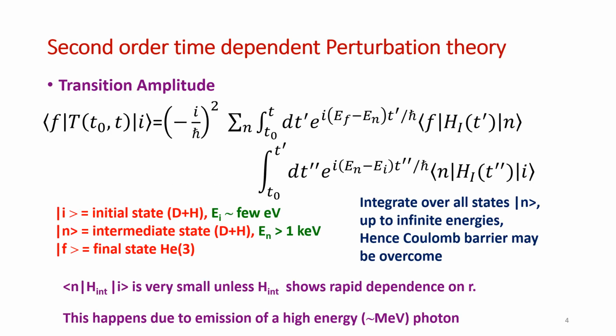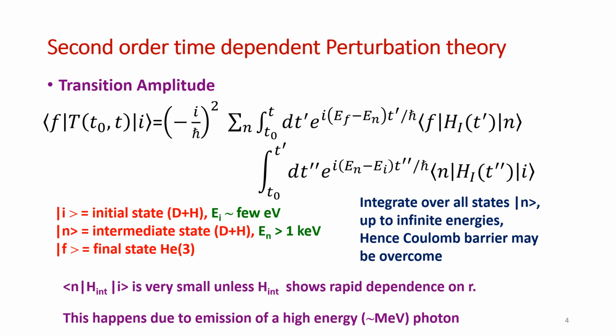So we consider the transition amplitude. This is the overlap between the initial and final state. Here is the expression for the second order time dependent perturbation theory. The initial state makes a transition into an intermediate state through this interaction Hamiltonian. The intermediate state makes a transition into the final state through another interaction Hamiltonian. And we have to sum over all intermediate states.